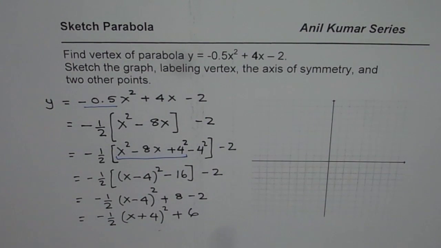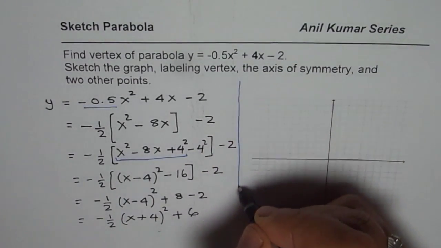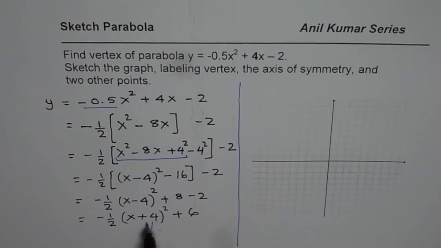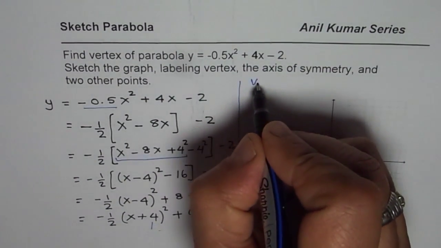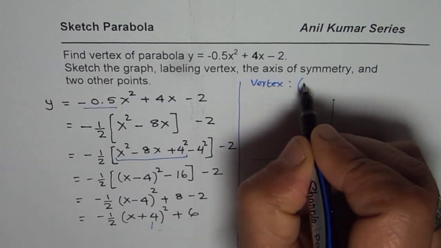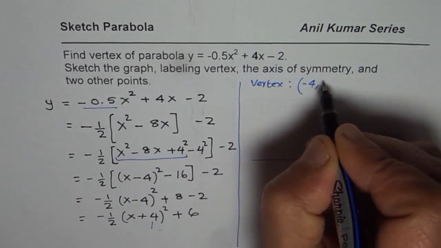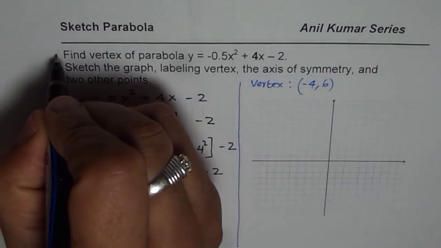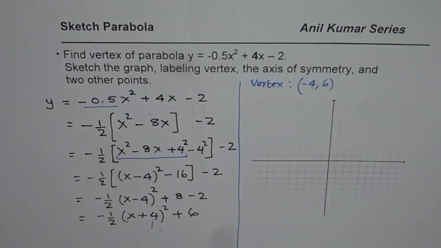Now from this equation we can directly read the vertex. Can you tell me what the vertex is? The vertex is x equals 4, y equals 6. The value which makes this factor 0, right? So we found the first thing, which is the vertex of this parabola.